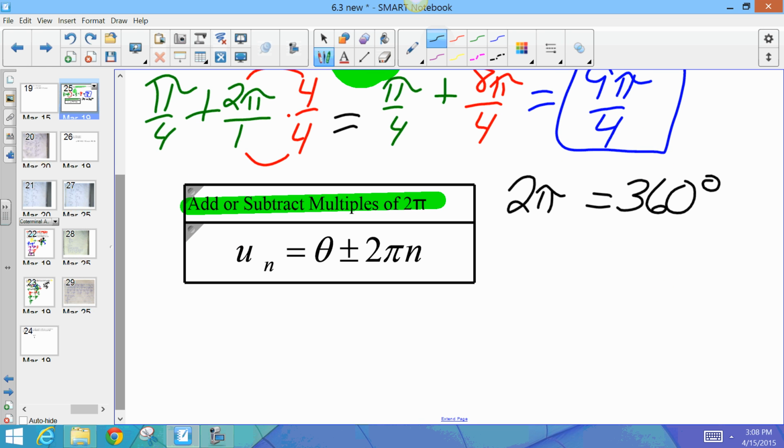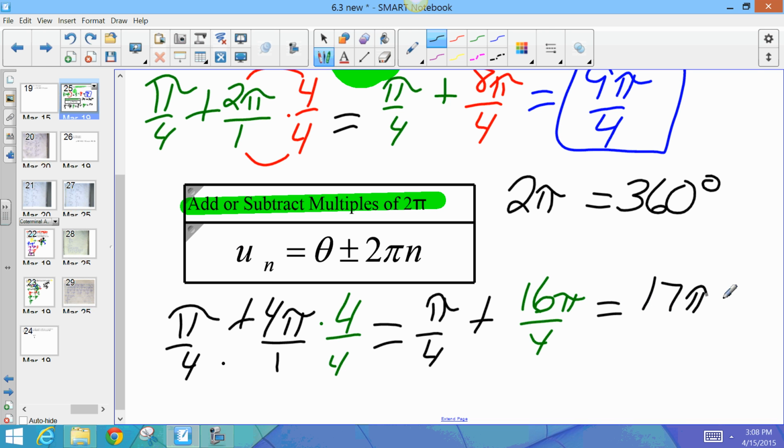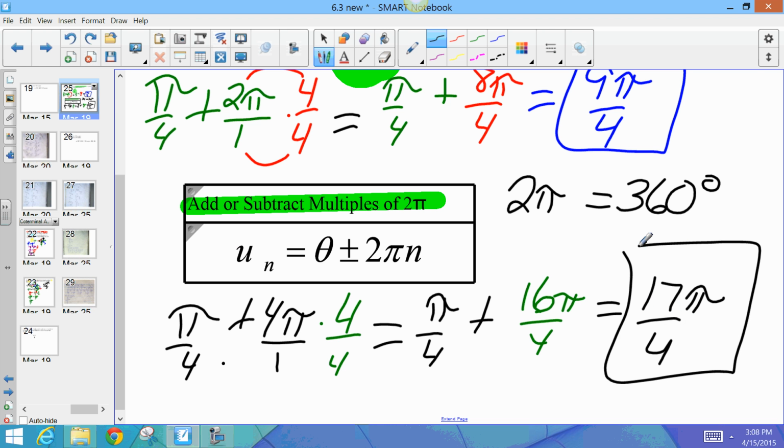I'm going to do it again. I've got pi over 4. This time I'm going to add 4 pi. Okay, that's a multiple of 2 pi. I need a common denominator. Multiply top and bottom by 4 to get the common denominator. So this equals pi over 4 plus 16 pi over 4, which gives me 17 pi over 4. That is a second coterminal angle.